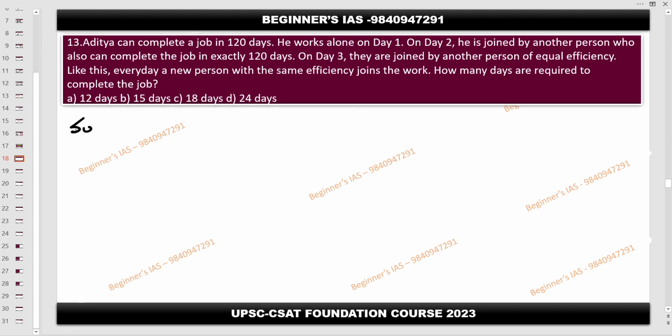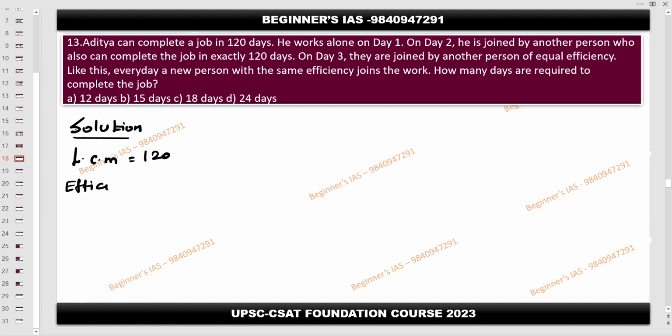So first of all, understand the question. Here, on the first day, who is going to work? Aditya is working. The next day some other person joins. So first of all, we need to identify their capacity, that is the efficiency. Before that, take the LCM. Since everybody is having the capacity of completing the job in 120 days, the LCM is going to be 120. After this, find the efficiency.